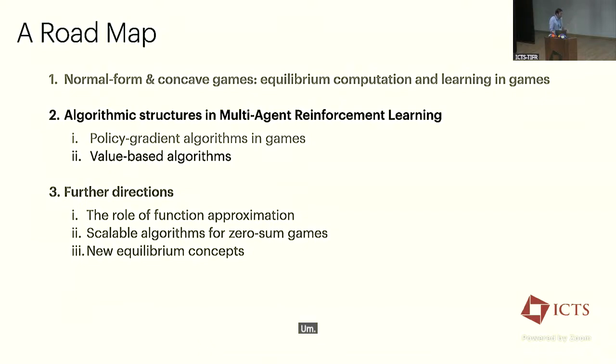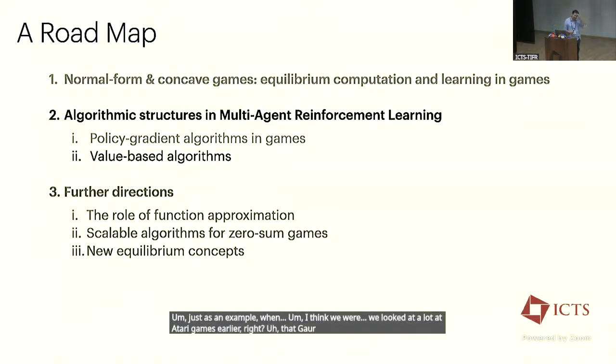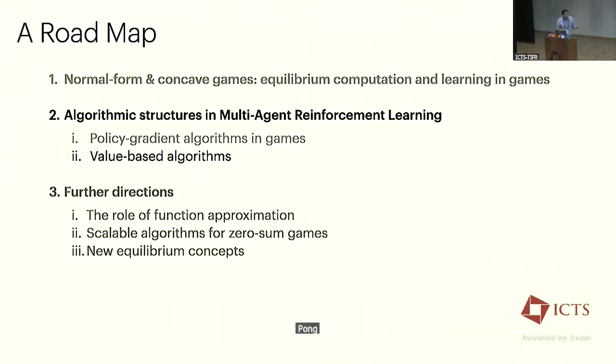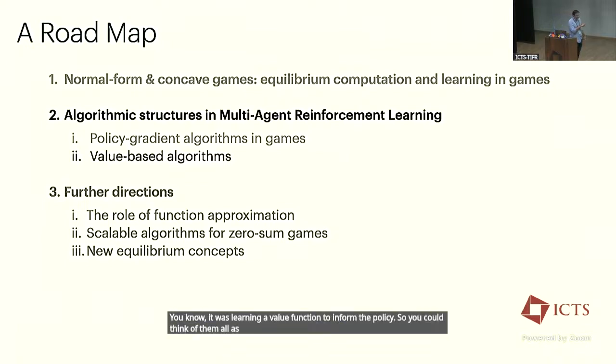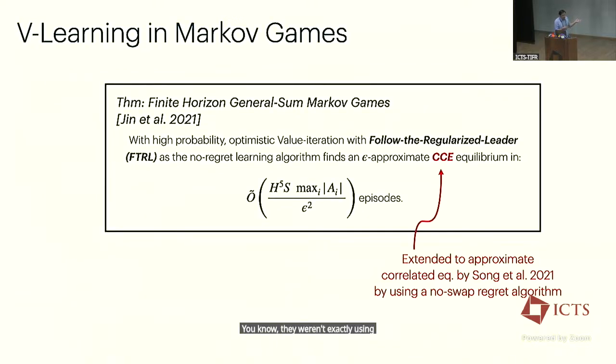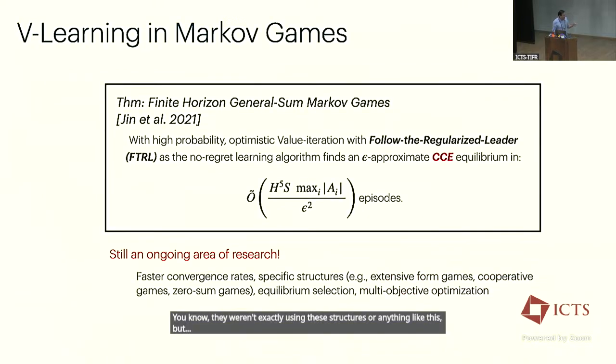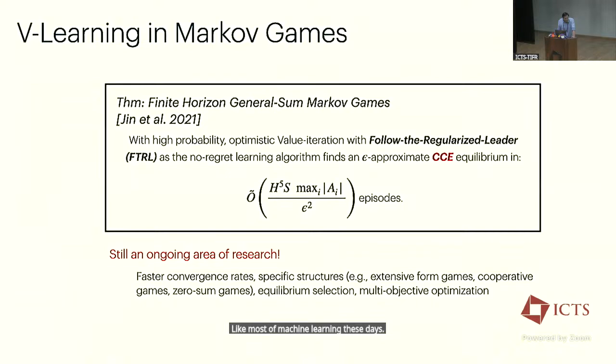Just as an example, we looked at a lot of Atari games earlier, right? Gaurav was going to code up Pong, right? Pong was basically deep Q networks, and again they were trained in self-play, I think. So it was technically a value-based algorithm using Q learning with function approximation, playing against itself over and over again. I think AlphaGo was also something a little bit similar, where it was learning a value function to inform the policy. So you could think of them all as value-based algorithms. They weren't exactly using these structures, but the theory is kind of lagging a little bit behind the practice, like most of machine learning these days.